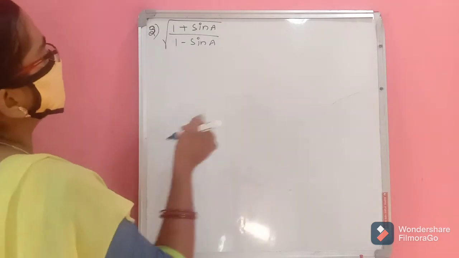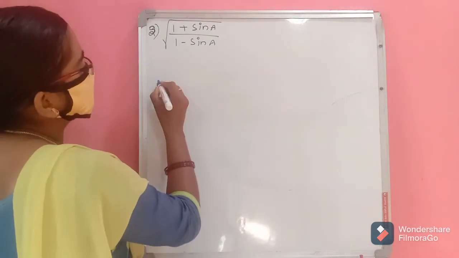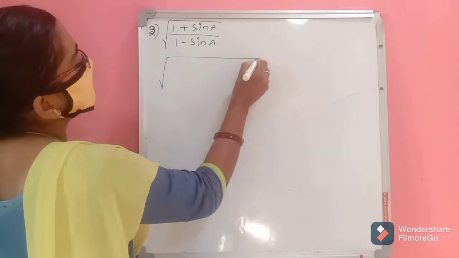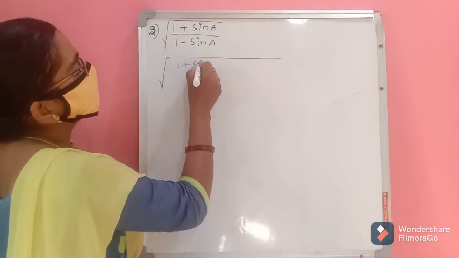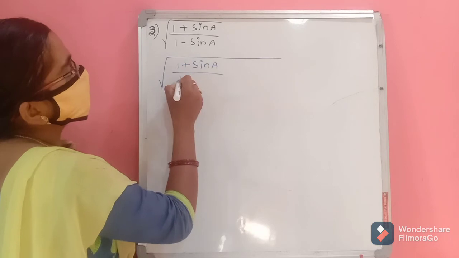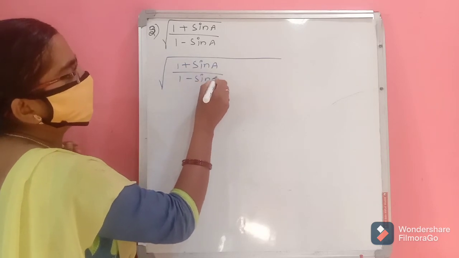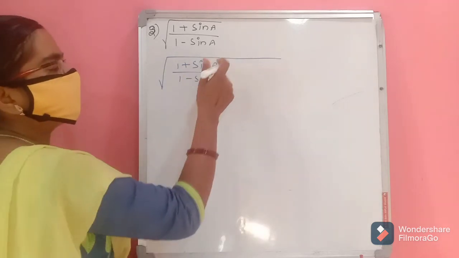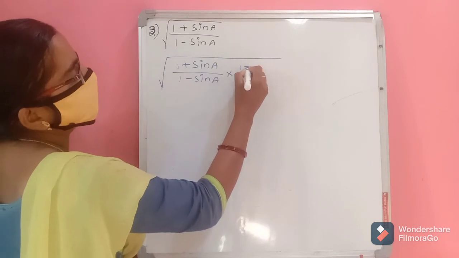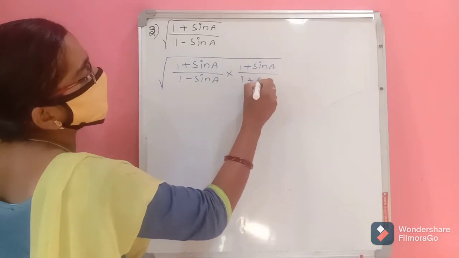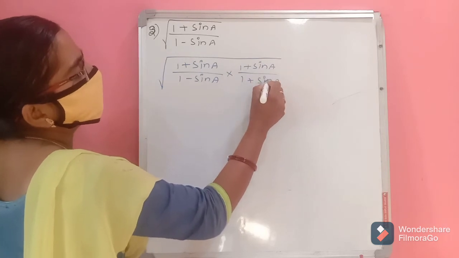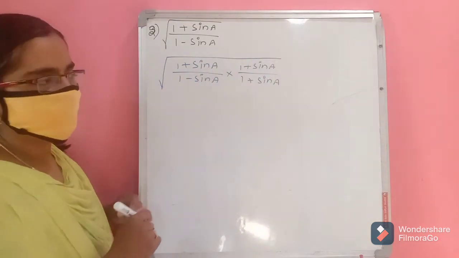So here, in this problem, I am multiplying both numerator and denominator with 1 plus sin a, that is, (1 plus sin a) by (1 plus sin a). Cancelling these two, we get the same expression again.